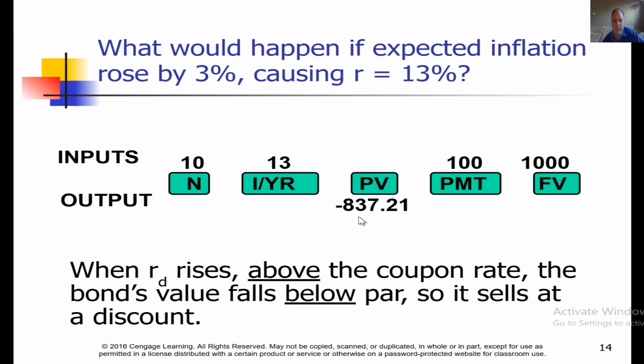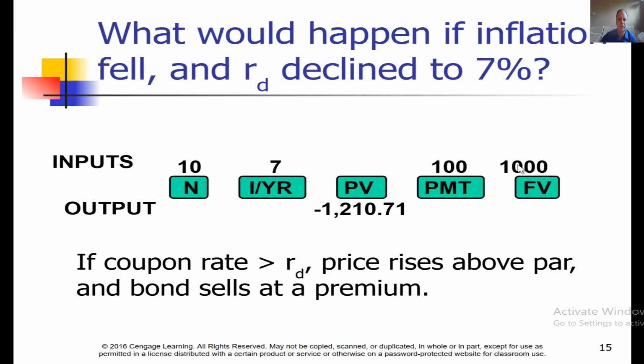837.21. Again, the way the financial calculator is set up, any payment you make, like buying the bond, is negative. For example, buying the bond for 837.21. Any payment you receive, like your payments every year and your final bullet value, are positive. So interest rates go up, bond prices go down. In this case, the bond will be trading at a discount below par at 837.21.